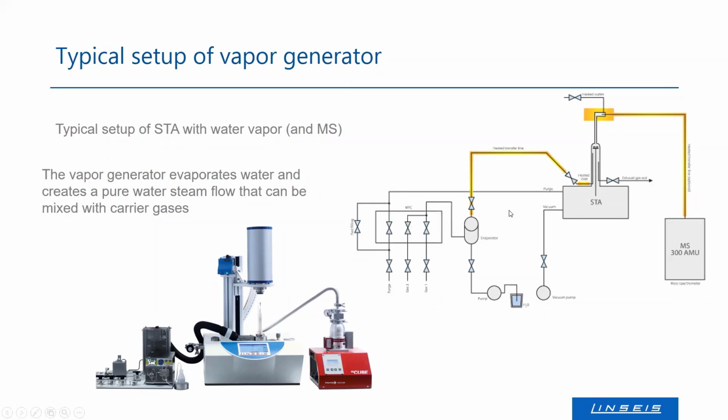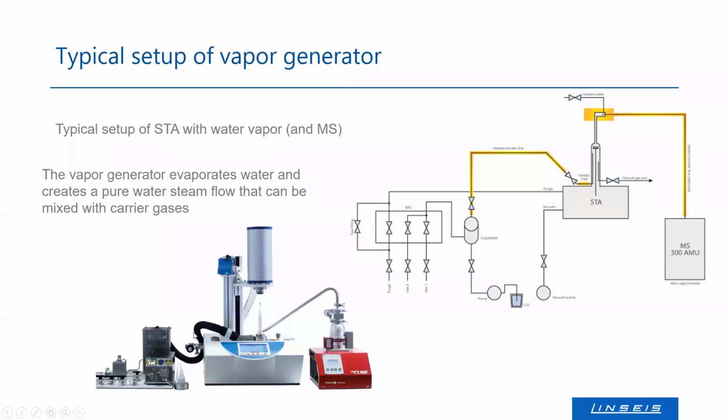In the STA instrument, of course, there is a controlled gas outlet, and in case you want to couple your gas outlet to a mass spec or FTIR, of course, you can also have a split valve on top here. You can have an alternative gas outlet where you can go into another analyzer. It's not shown here. This is not an MS, this is just a vacuum pump, just for you to know. And this is the whole setup for a water vapor generator.